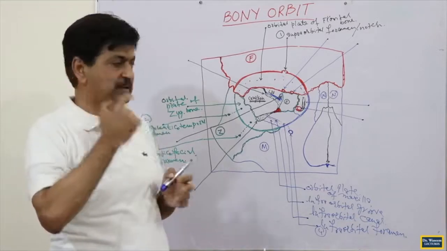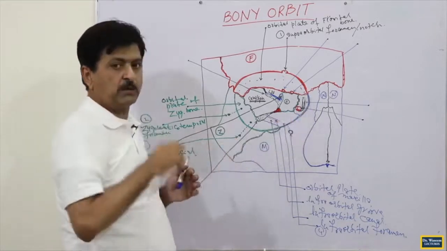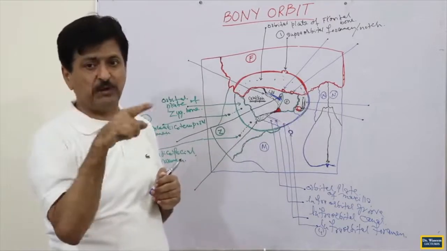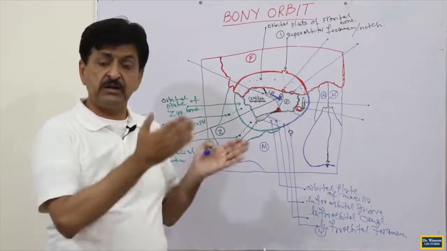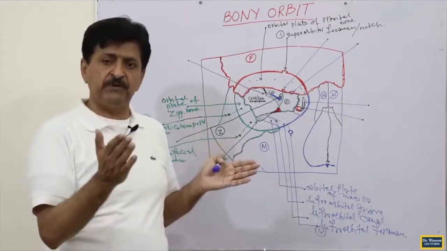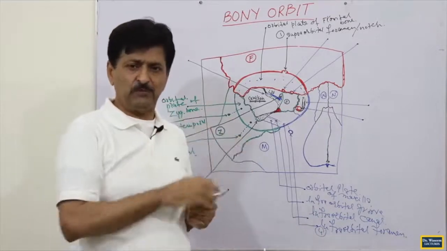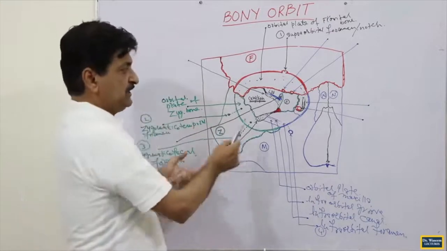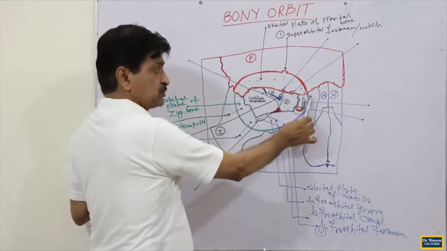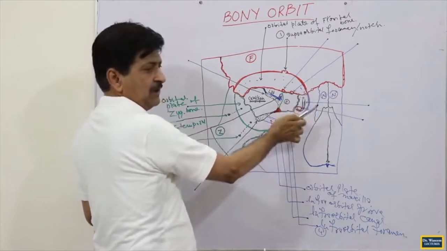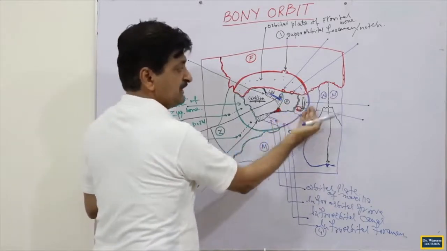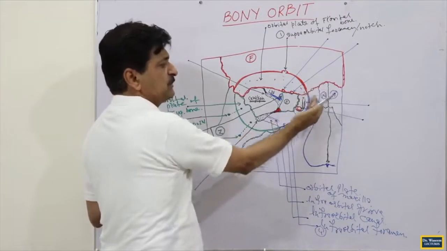But the same maxilla, it is forming here the medial orbital margin, but it does not bend inside to form the medial wall. Means the medial wall is totally deficient, not formed by any facial bone. It will be formed by other bones. Up to the orbital margin, this is actually your maxilla. Which part of maxilla? This is called the frontal process, the nasal process of maxilla.